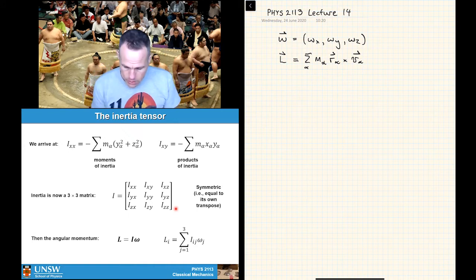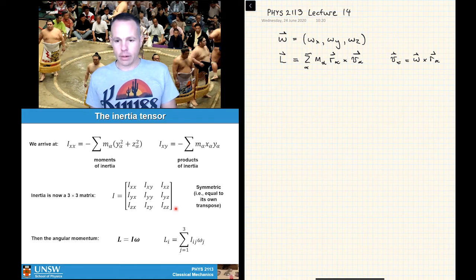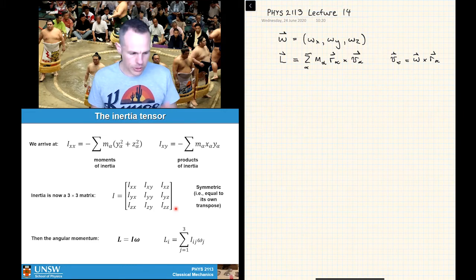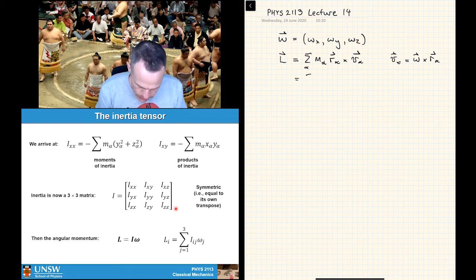And we have our usual expression for v of alpha, which is omega cross r alpha. And I'll remind you again, this is the one exception in rotational dynamics where the radius for a cross product is on the right, not on the left. Okay, and in a second you'll see why this is important. So this thing now becomes the sum of M alpha, R alpha cross omega cross R alpha.